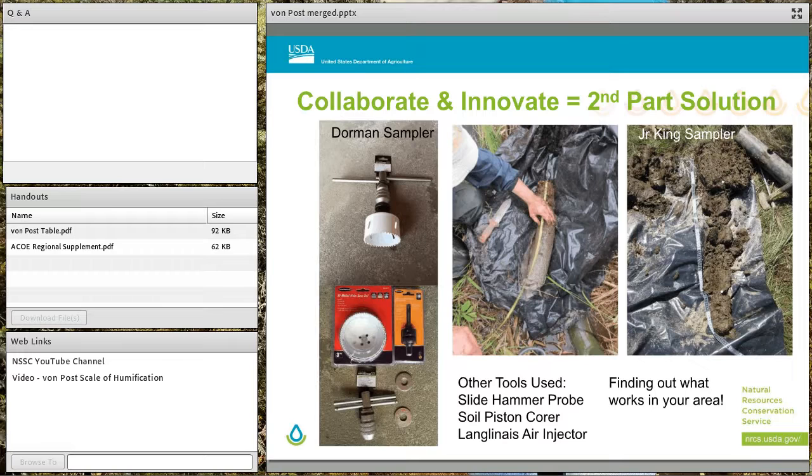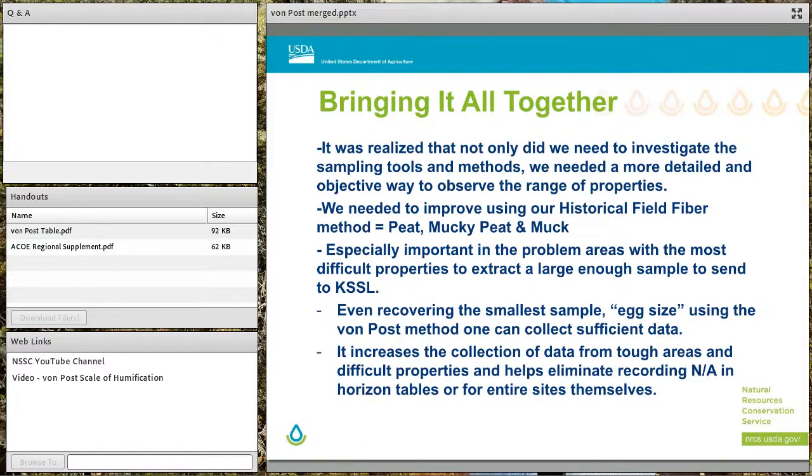So it was very beneficial for our team to collaborate, pull in all these ideas, share research papers, and find some tools that work in tricky situations. And bringing this all together, it was realized not only do we need to investigate the sampling tool and methods, but we need a more detailed and objective way to observe the range of these properties.